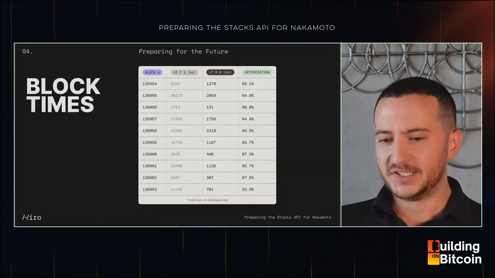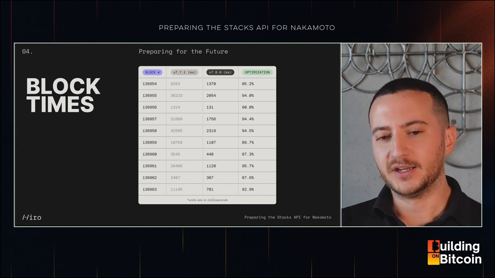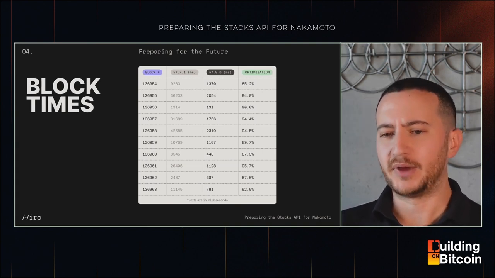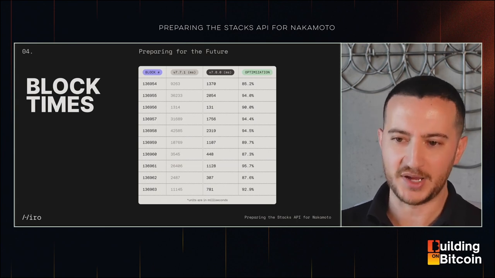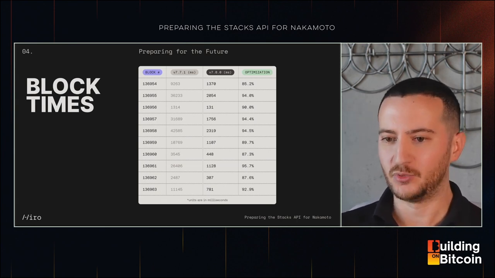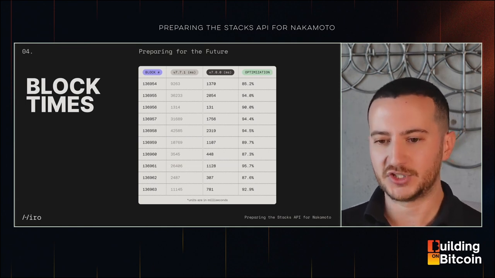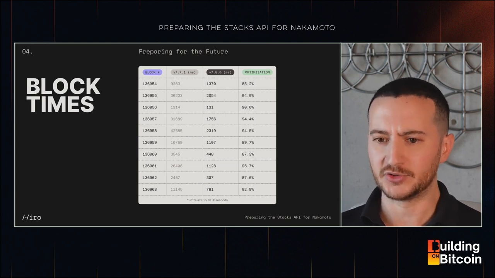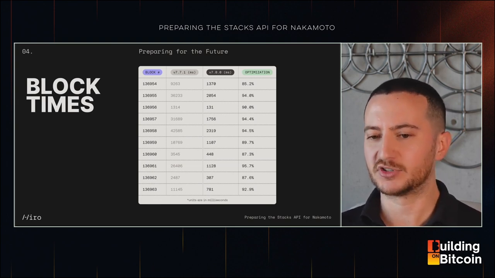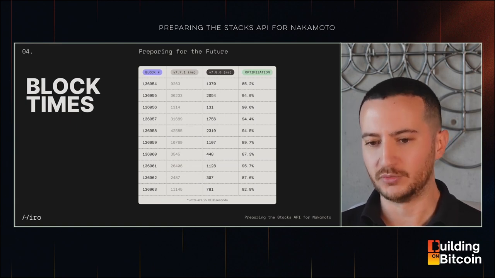So I also recently shared this figure on Twitter. This is a comparison between version 7.7 and 7.8 of the API. So 7.8 was when we shipped the improvements on block time ingestion. And as you can see, the improvement is just massive. Every row that you see on this table is a Stacks block, and every value that you see in those columns is the number of milliseconds that the API took to consume each one of those blocks.